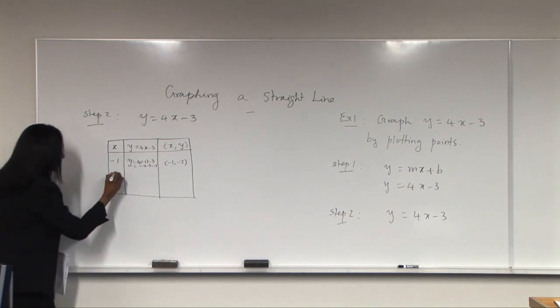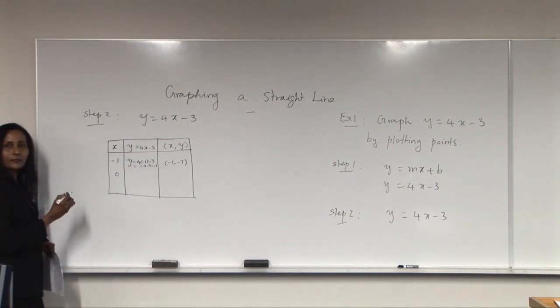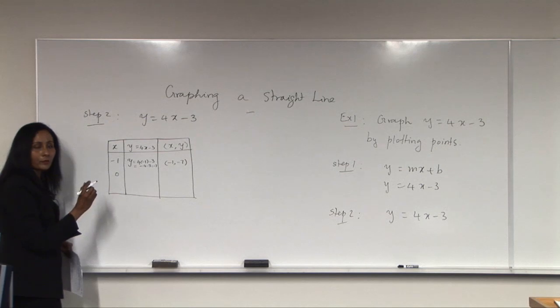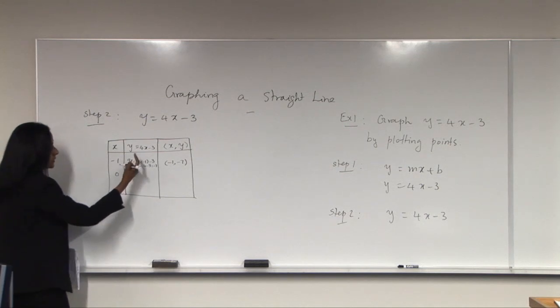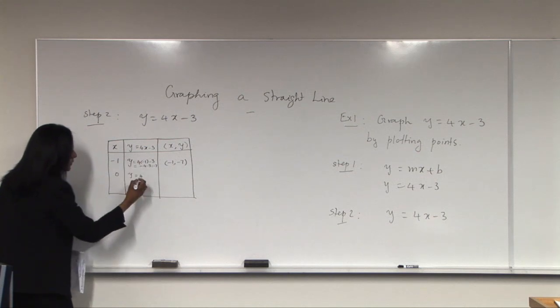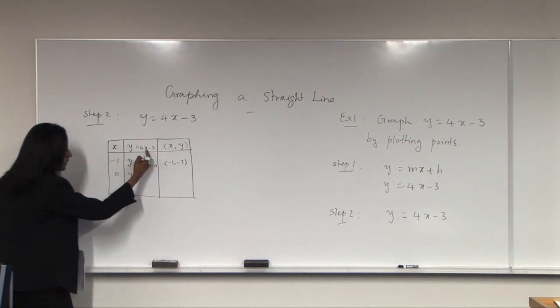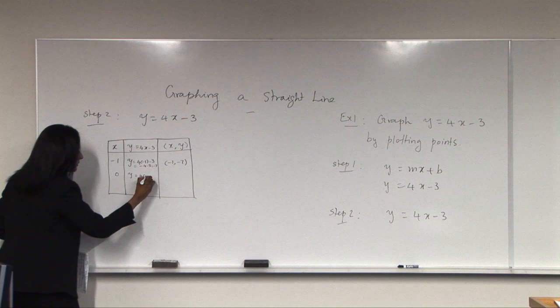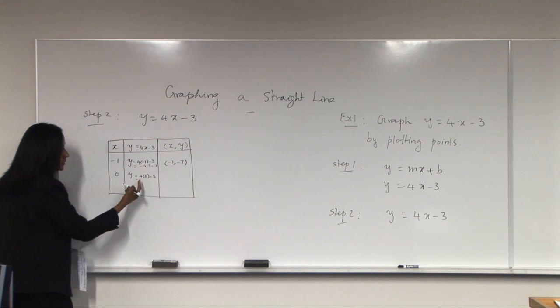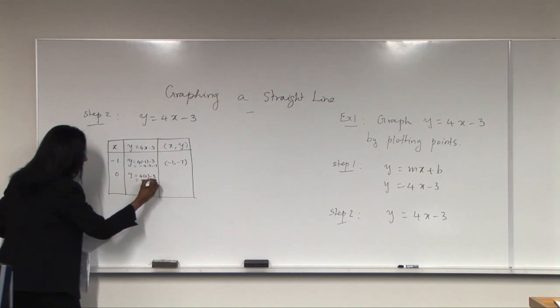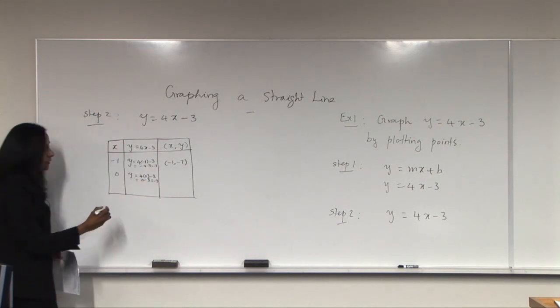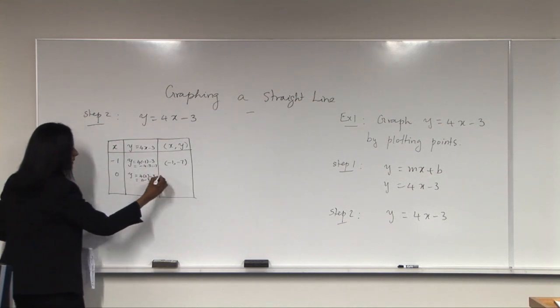Next, let's give 0 for x. So when x is 0, I'm going to find out what your y is. So y is equal to, plug in 0 for x in this equation. This is the equation we are going to graph. So we are going to plug in 0 in the place of x in the equation. So this is equal to 4 times 0 is 0. 0 minus 3, negative 3. So when x is 0, your y is negative 3.